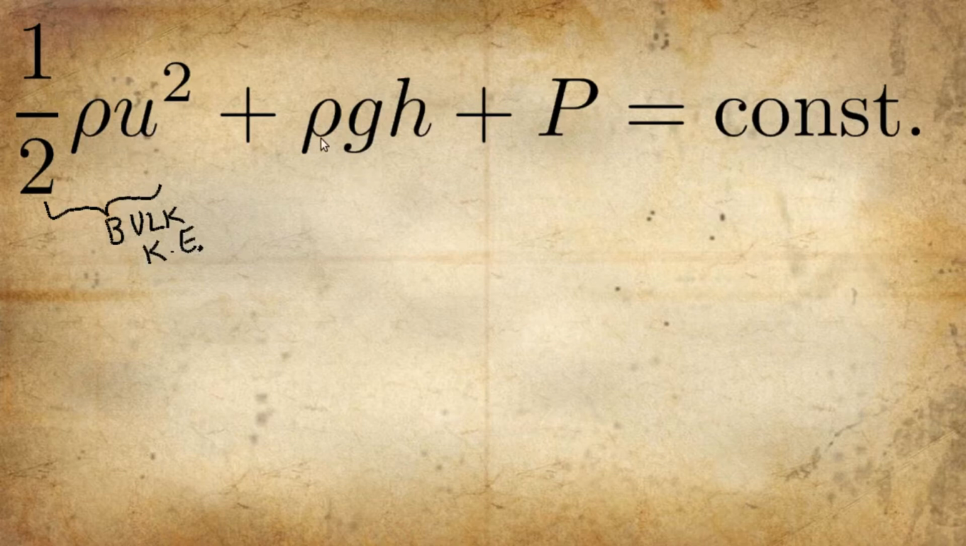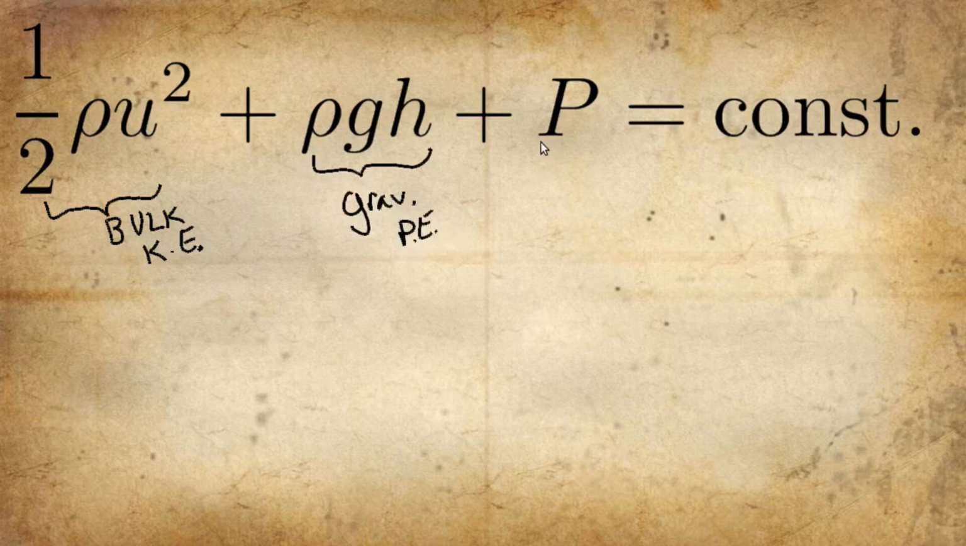bulk of fluid. Here, I know mgh would be the gravitational potential energy, and we're working in a per volume way here. This is really common when we deal with fluids, to deal per unit volume. This is the gravitational potential energy. Pretty simple.